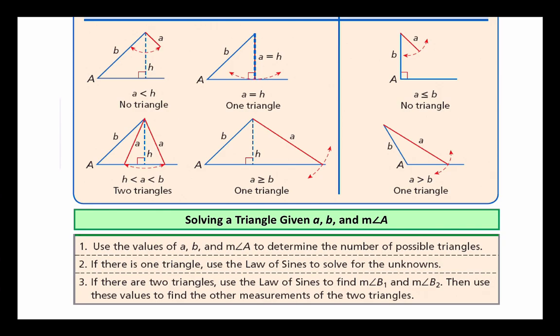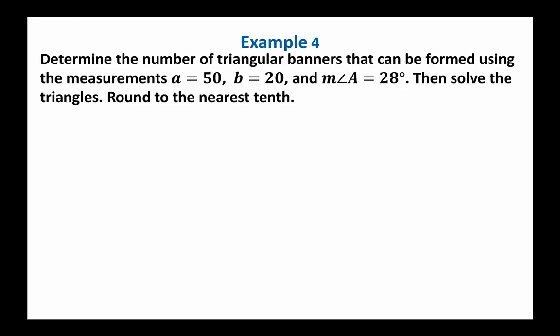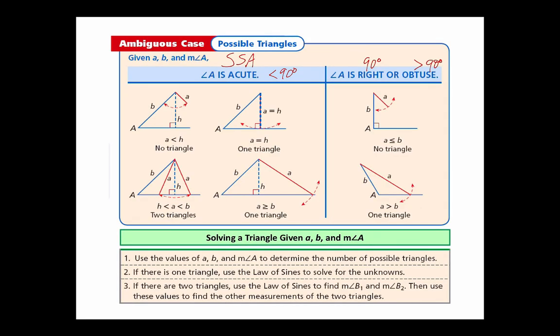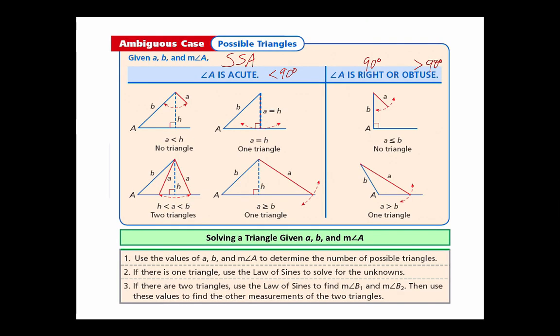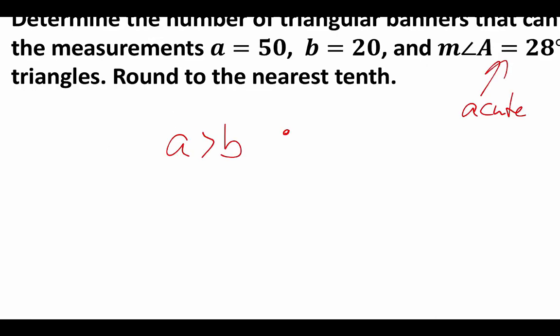So let's take a look at an example. We're asked to determine the number of triangles that can be formed by using the measurements a equals 50, I'm assuming this is in inches, or maybe centimeters, b equals 20 inches or centimeters, and the measure of angle A is 28. So we're dealing with an acute angle here. So A is greater than B. So going back to that, A is greater than B, so we have, thankfully, only one triangle we need to worry about.